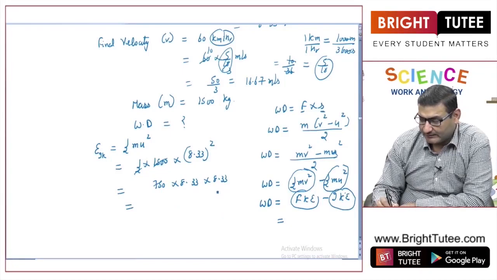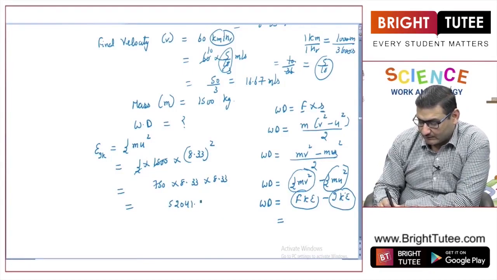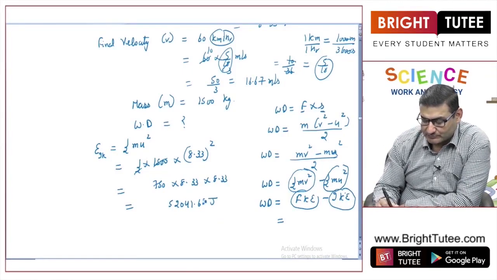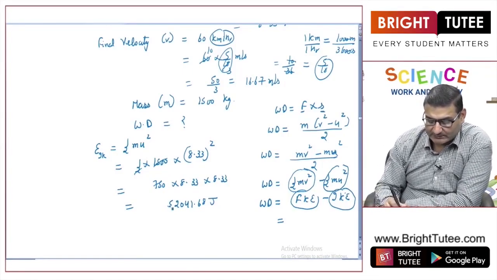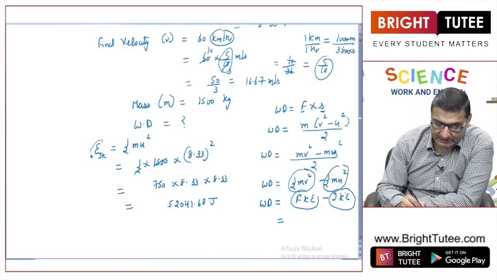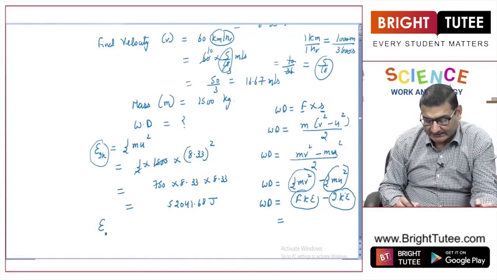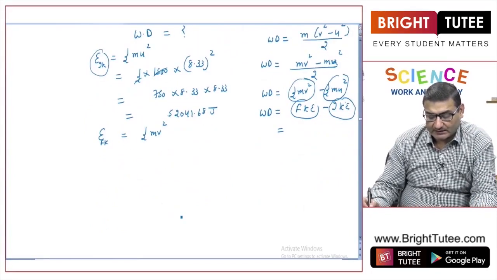Now if I calculate, I will come to an answer of 52041.68 joules. You please do it and just counter check. This will be the answer we will be getting. This is the initial kinetic energy. Next, I will calculate the final kinetic energy. That is calculated by the formula half mv square.